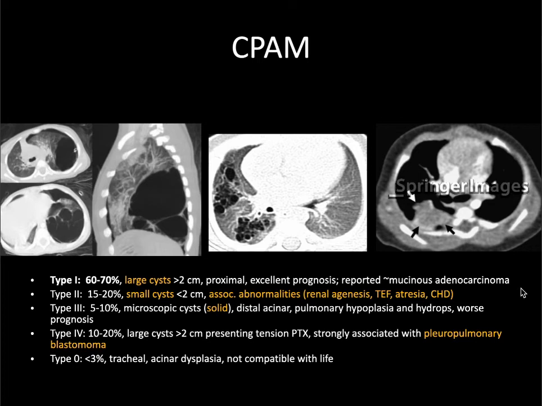Congenital airway malformation, there's 4 types, technically 5. But what you have to remember is type 1 is going to be the most common. It's going to be the large cyst greater than 2 centimeters. Type 2 is going to be associated with abnormalities such as renal agenesis, tracheoesophageal fistulas, intestinal atresias, and congenital heart defects. And then type 4 is going to be associated with pleuropulmonary blastomas.